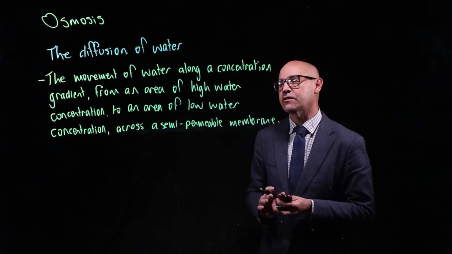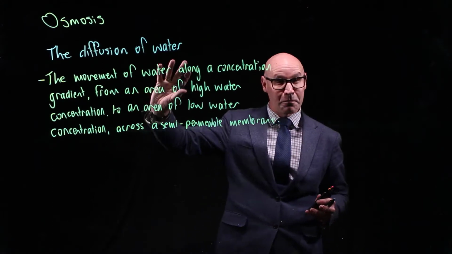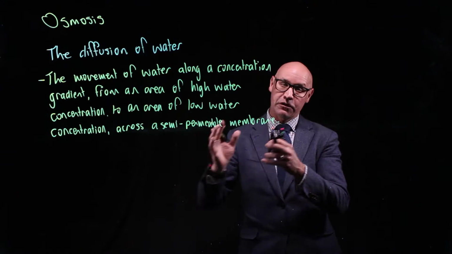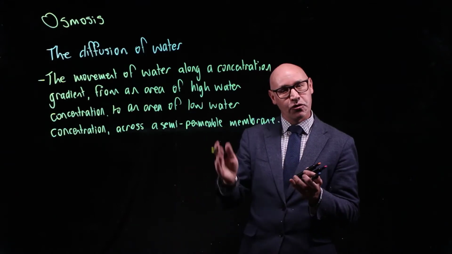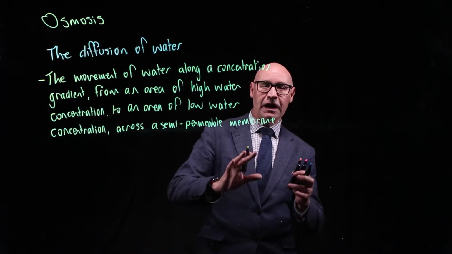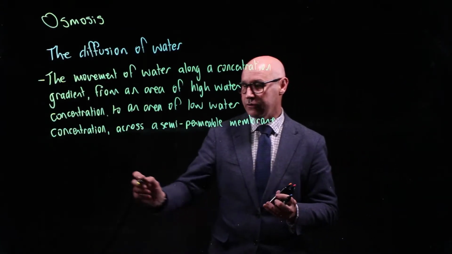Alright, so there's a bit there, isn't there? So it's diffusion of water, it's the movement of water from an area that's high in water to an area that's low in water, and it goes across a semi-permeable membrane. So let's have a look at a couple of different scenarios.